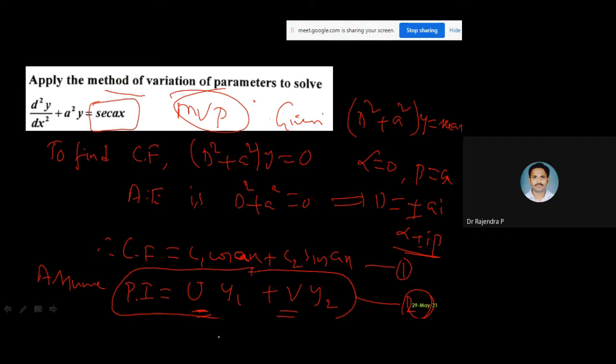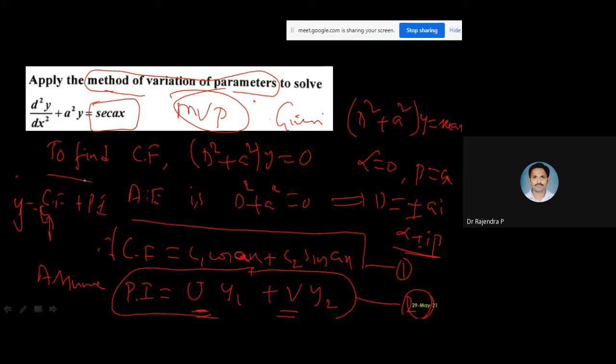Do you understand now how you should get the particular integral with the method of variation of parameters? This is the procedure. Now we have the complementary function and we have found the particular integral, so we just add them to get the complete solution. Y is equal to yp plus yc. I used to call it CF plus PI. This is good for me. Just add both parts to get your full answer. Clear?